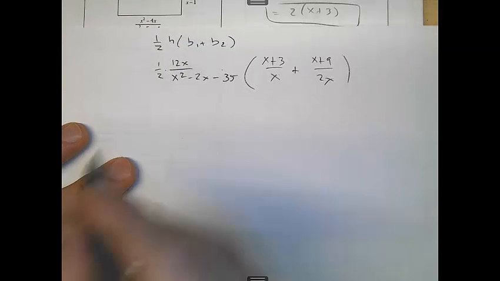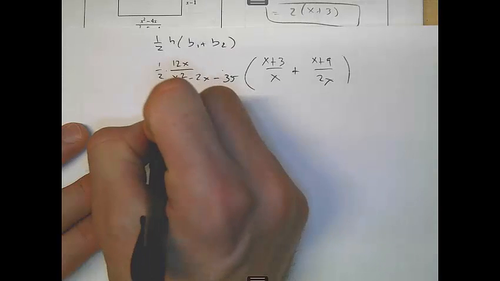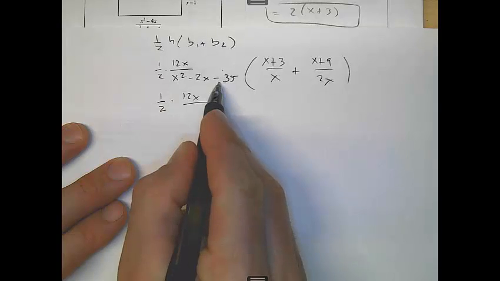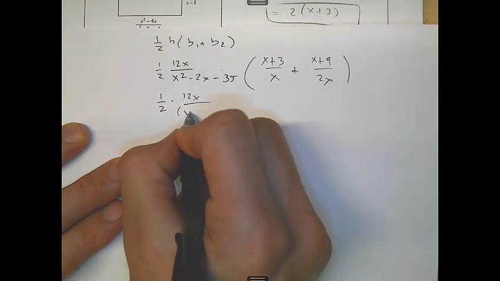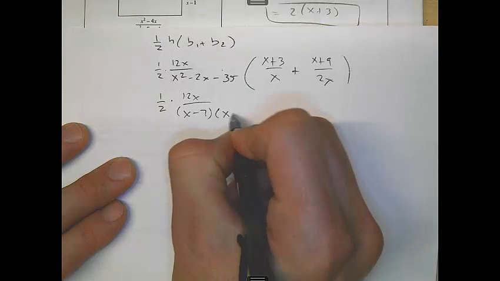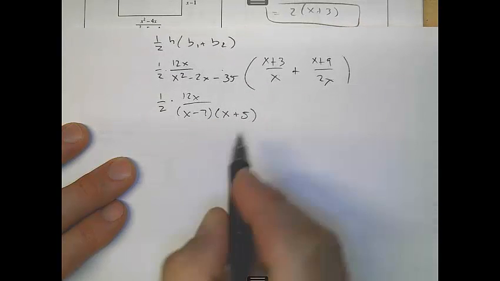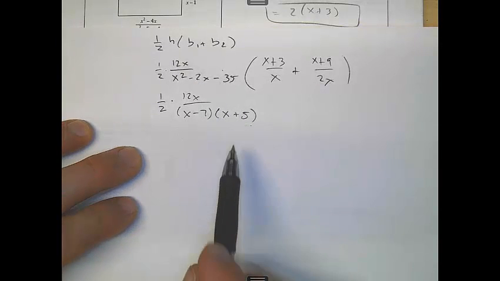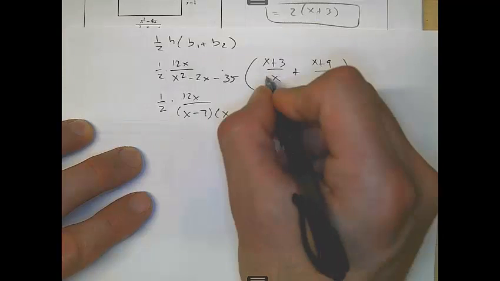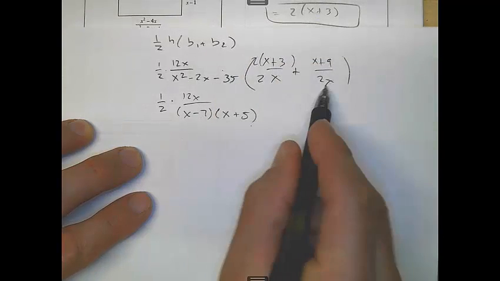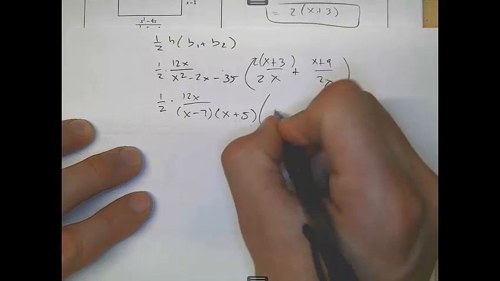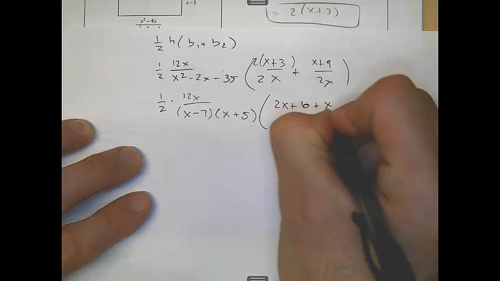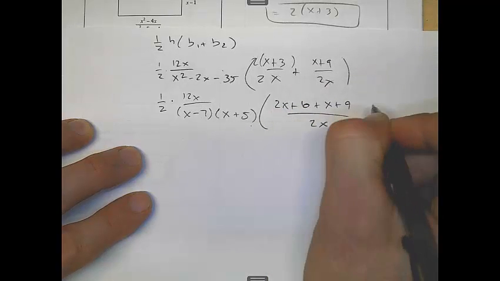Okay, what we want to do is simplify this big mess. I guess what I'm going to do first is factor everything that I can factor, so I'll factor this in the bottom. This factors into x minus 7, and then x plus 5, because two things that multiply to be negative 35 and add to be negative 2 are negative 7 and 5. And then these, I need a common denominator, so I'm going to multiply the top and the bottom of this by 2 to get that common denominator. And then I'm left with, I'll distribute, 2x plus 6 plus x plus 9 all over 2x.